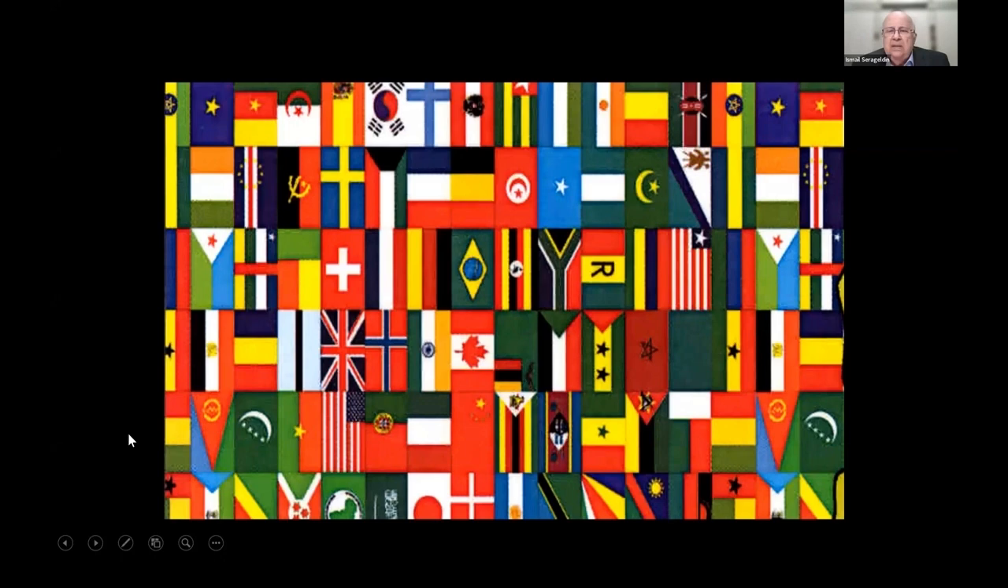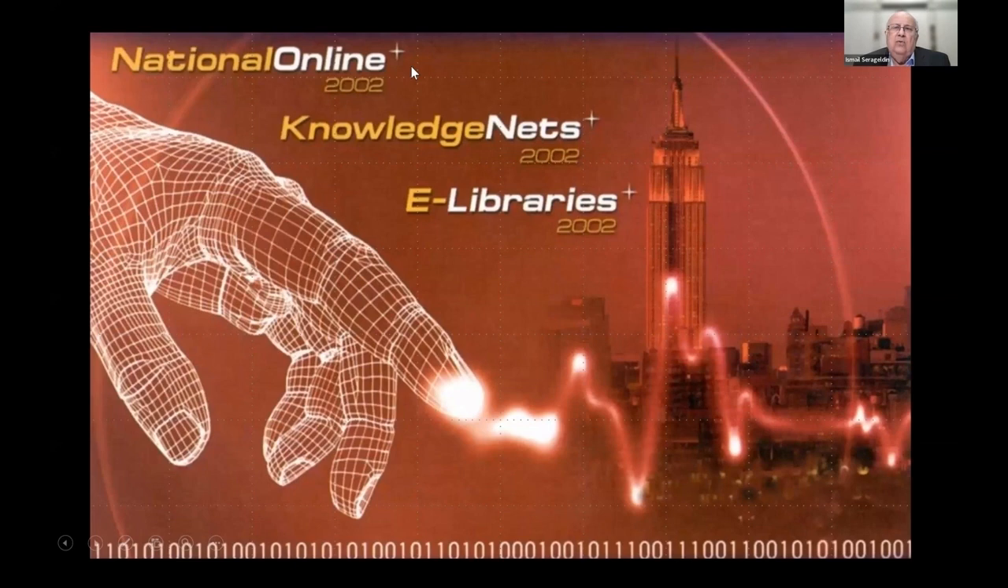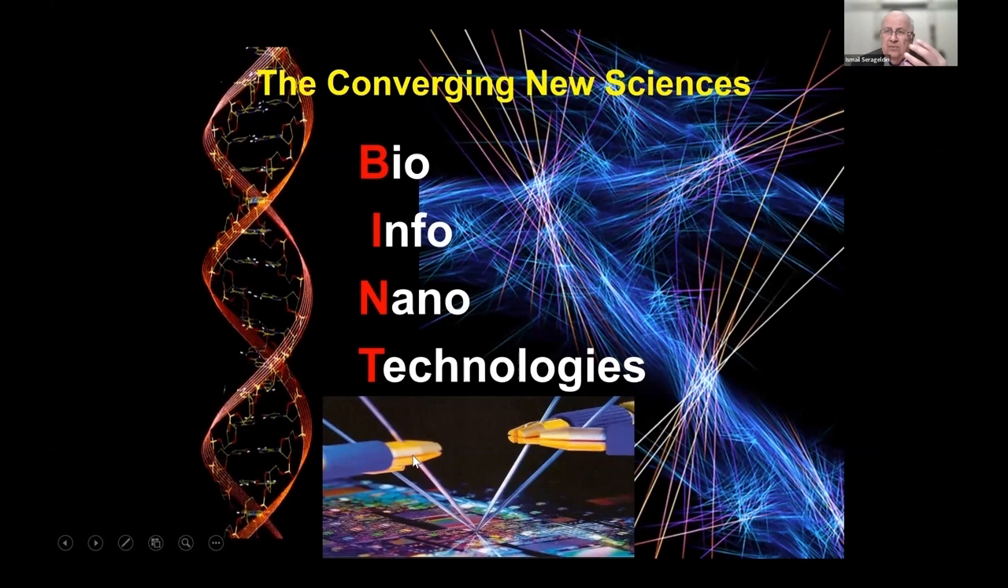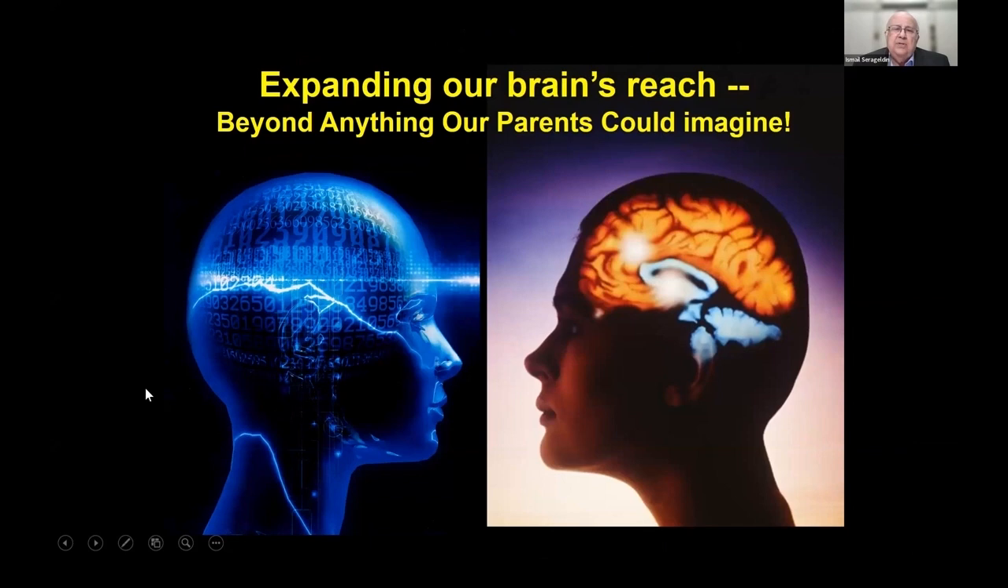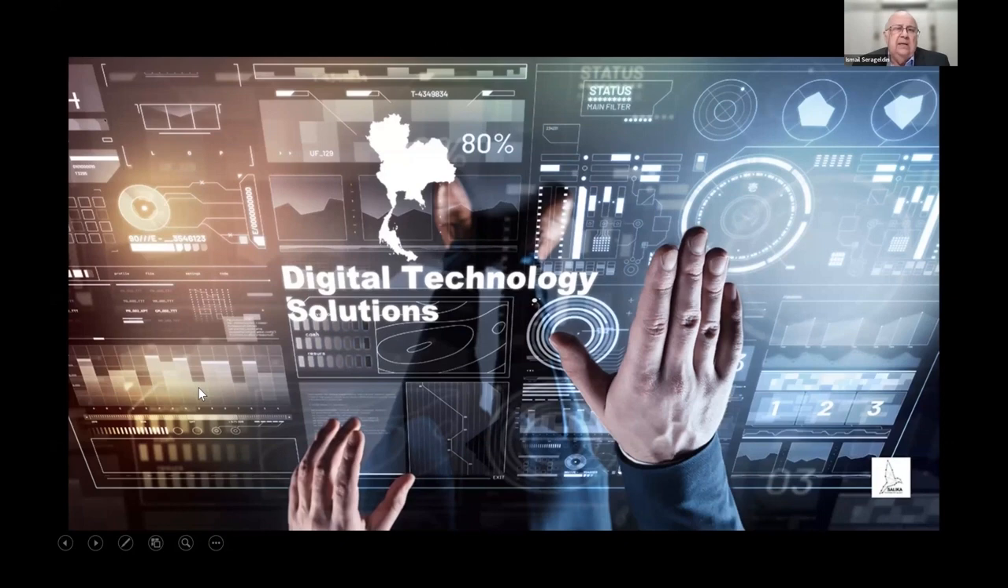And we have also converging new sciences emerging that therefore require a different perspective on the disciplinarity of the publications themselves and the ability to do that. Now, all of that is really wonderful because it's expanding our brain's reach beyond anything our parents could imagine. And we can see digital technology solutions which are way beyond anything that anybody had before.